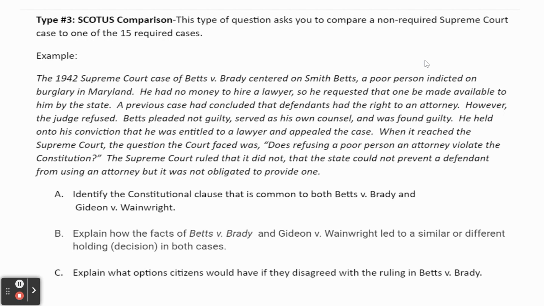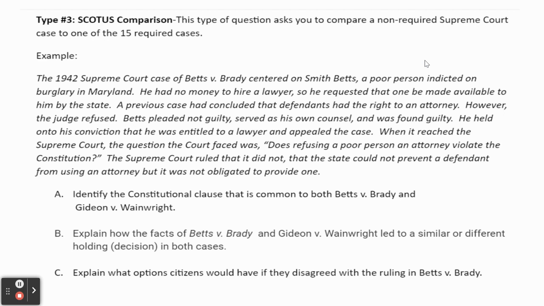So a holding is, and I put the word decision there, that's not going to appear on the AP test. It's most likely just going to say holding, but it's basically saying like the outcome, the decision, is it similar or different? Usually it'll just ask you to explain why it's similar or different. This particular one is asking you to say, is it similar or different? And then C is usually an application part, right?